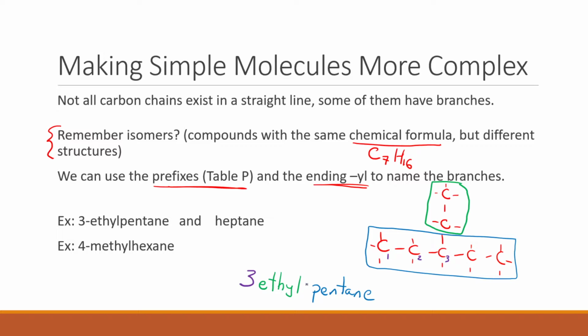When you're looking at an organic name, we want to build it from back to front. So we would start by drawing pentane, 5 carbons, all single bonded. Then we would look at ethyl and know that we have 2 carbons branching off. And we would know where to put that because of the number in front. So we know to put that here on the 3rd carbon.